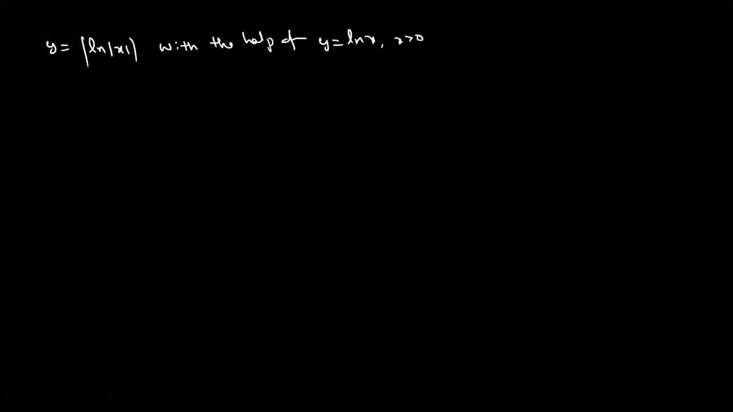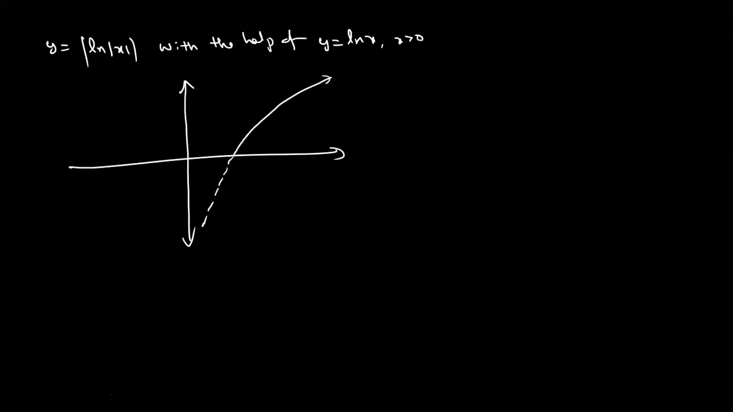Now, y is equal to ln of mod x. With the help of y is equal to ln x. Of course, x should be greater than 0. Okay. Dear students, I think all of you know this is the graph of y is equal to ln x. Clear?